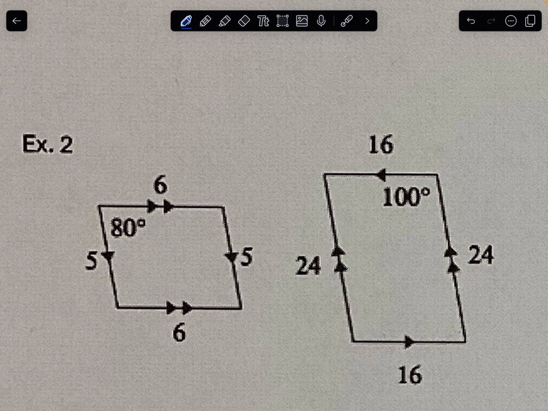What do I know is directly across from 80? Directly across 80, right? Because we know opposite angles are congruent, so same thing, I'm going over here and putting 100. Now, how can I find this missing angle down here? What do I know about these two together? They equal 180, so my missing angle has to be 100, and across from it, also 100, okay?